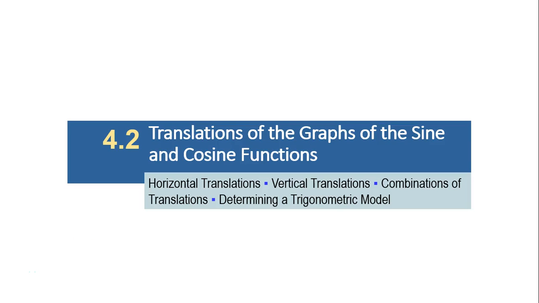Alright, trigonometry class, we are going to be looking at section 4.2 in this lesson, and we're going to be, again, graphing sine and cosine functions, but this time our graphs are going to be translated. We're going to have horizontal translations and vertical translations, and then combinations of them both.